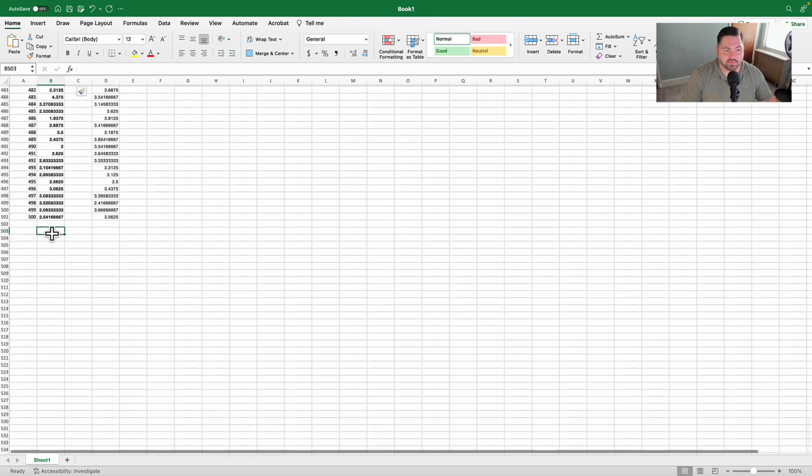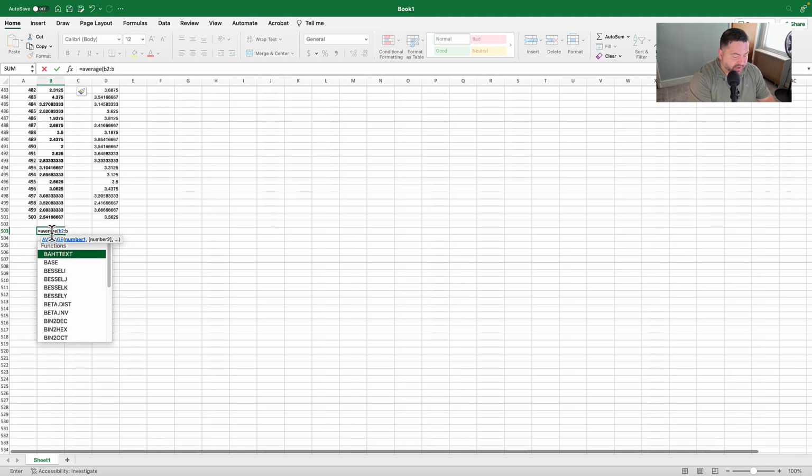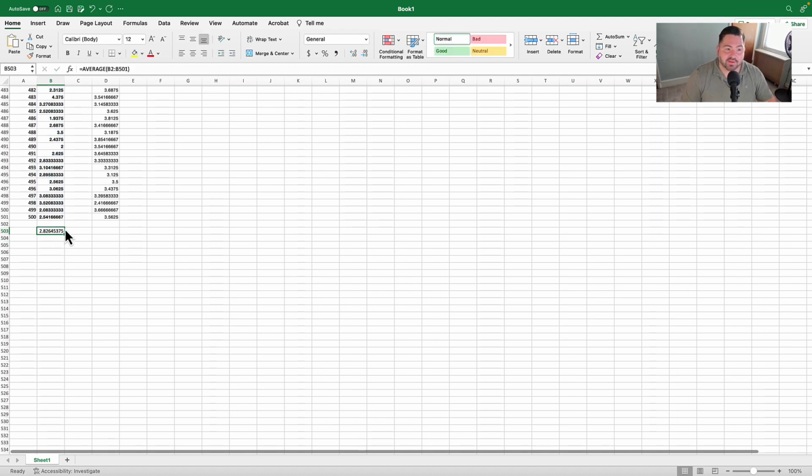Remember, the first thing in order to get variance is I need to set my cell equal to average, and I need to know the mean of the neuroticism scores. So I'm going to set the cell equal to B2, and then I'm going to have a colon down to B501, and that is because the first row of data represents the variable names. I'm going to go ahead and close my parentheses and hit enter, and you can see that I'm given a mean neuroticism score for the sample of 500 people.